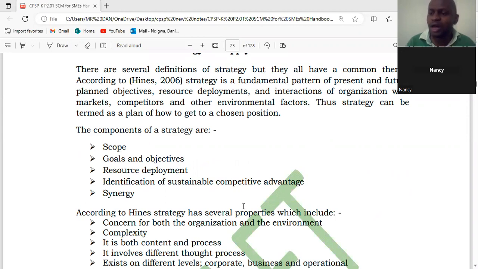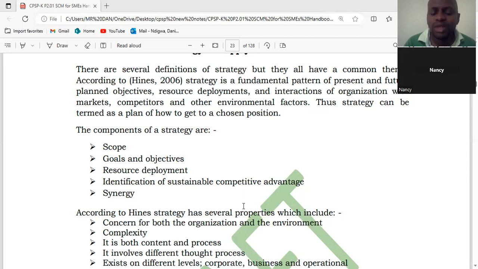Most organizations have a 5-year strategic plan, maybe a 10-year strategic plan. Most strategies are long-term strategies. Then the second component of a strategy is goals and objectives. What will this strategy achieve at the end of the day? What are the goals of this strategy? You need to understand and align your strategies with your objectives.